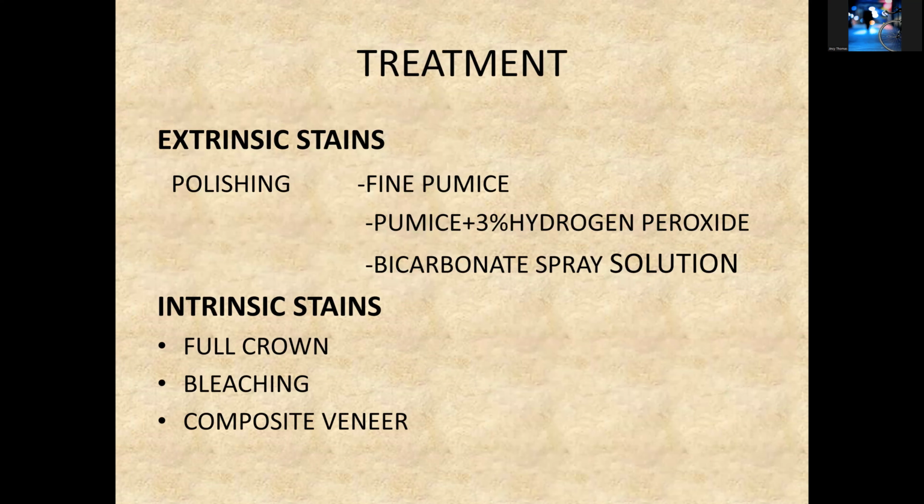Okay. Now, finally coming to how we can manage this, the management of extrinsic stains as well as intrinsic stains. For extrinsic stains, initially scaling should be done. Later, we have to give polishing also with fine pumice. We can also suggest polishing along with pumice and 3% hydrogen peroxide, as well as polishing with a bicarbonate spray solution.